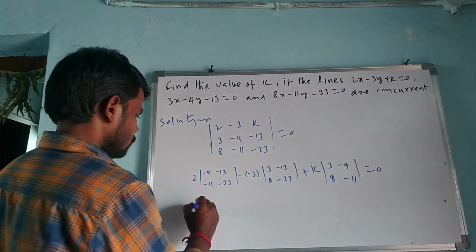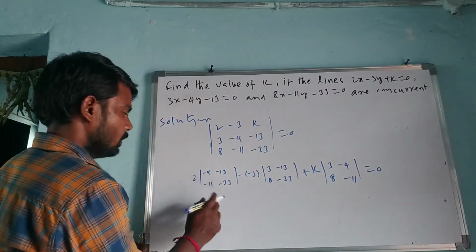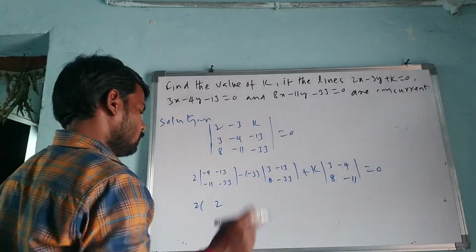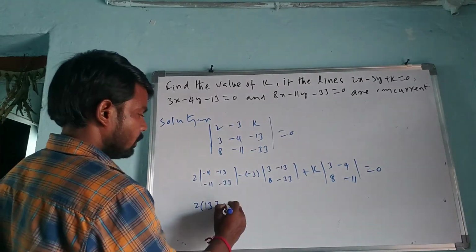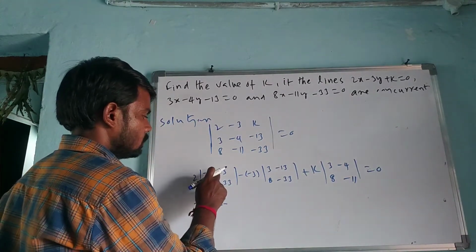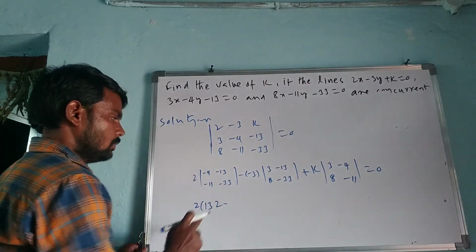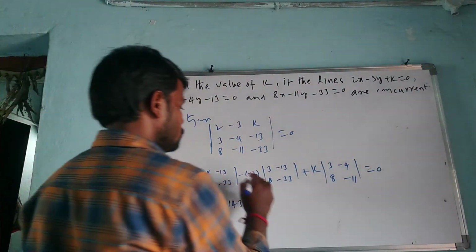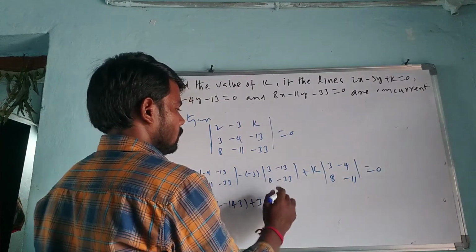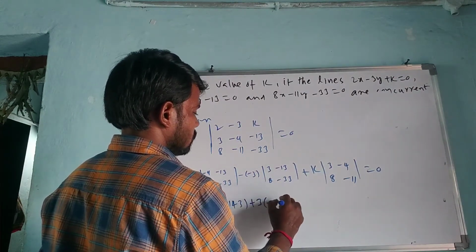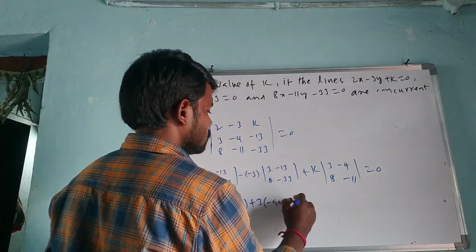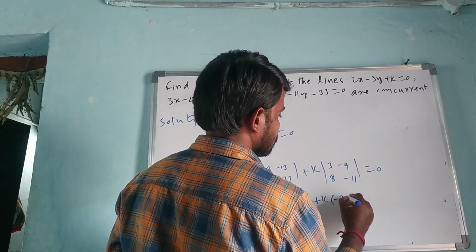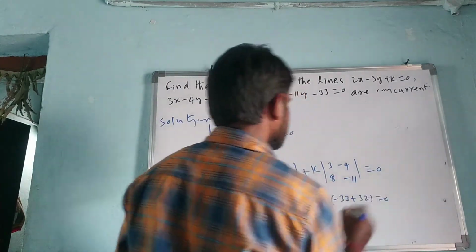So now 2 into that: minus into minus plus, 33 4s are, so 4 3s are 12, 12 plus 1 is 13, 132. In the middle minus, we have minus into minus plus, then 11 13s are 143, and minus into minus plus 3. So here 33 3s are minus 99. In the middle minus, we have minus into minus plus, 13 8s are 104, plus k, 11 3s are minus 33, here plus 32 is equal to 0.